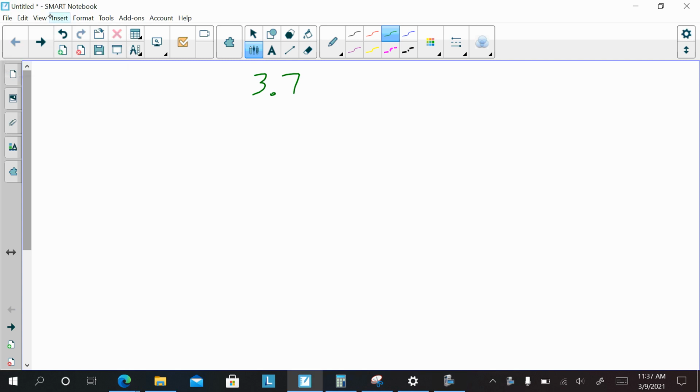In 3.7, we're going to look at maximizing or minimizing different situations, and this is referred to as optimization. So when we do various things, we want to optimize the supplies that we have. Think about using natural resources. We want to make the best use out of the natural resources that we have available.